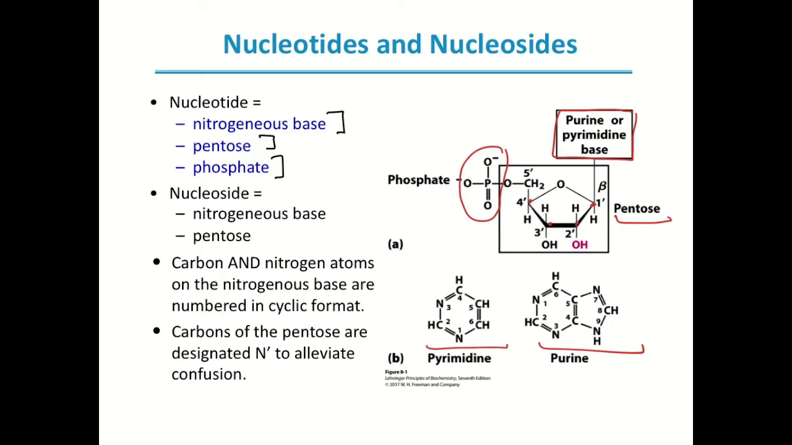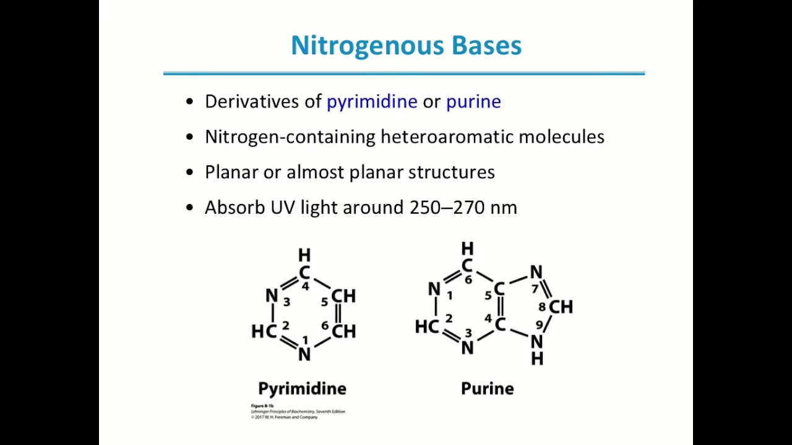carbon. The bases used are derivatives of pyrimidine or purine, which are shown here. These are nitrogen-containing heteroaromatic molecules, so they're aromatic, and they have nitrogen in them, not just carbon, which is how they get the term heteroaromatic. They are planar or almost planar, and they absorb light in the region around 250 to 270 nanometers.